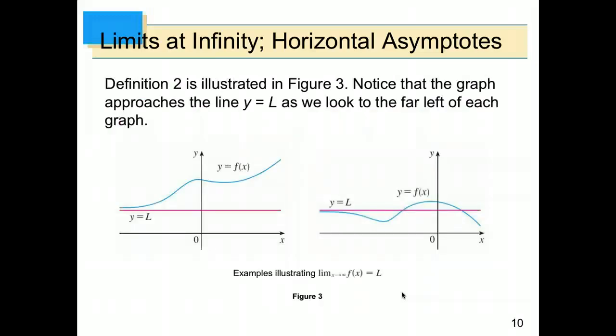So, and once again, it doesn't necessarily have to get there the same way. Different functions can approach that L value on the left in different ways. It can come from the top, can come from the bottom, can oscillate back and forth and still approach that line y equal L.